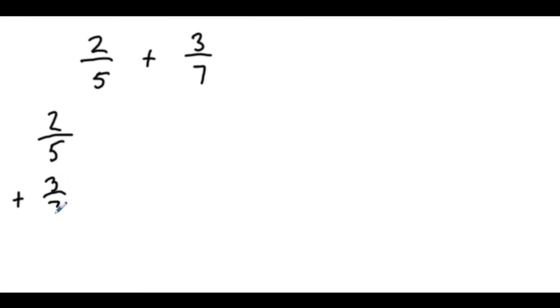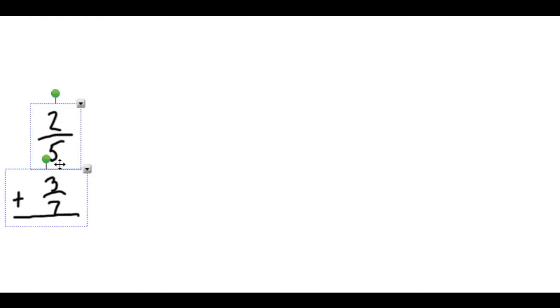We have 2/5 plus 3/7, and what I'm going to do first is, you guessed it, write it in vertical form. 2/5 plus 3/7, and I'm going to write a sum line. I'm going to get rid of this information here because I copied it correctly and I need more space.